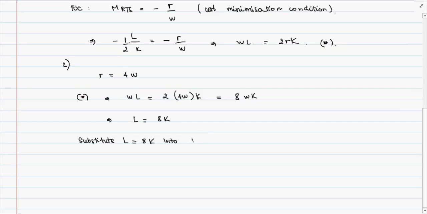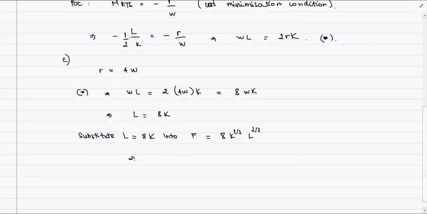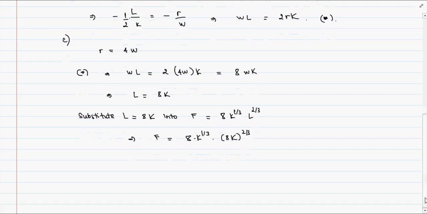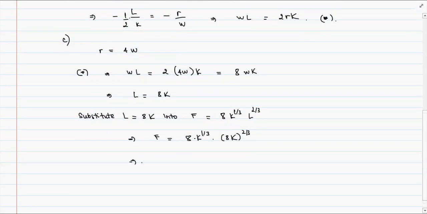Okay, into my F production function, which is equal to 8K to the power 1 on 3 and L to the power 2 on 3. So I substitute into here to find the optimal value of L and K. Okay, so I got F is equal to 8 times K to the power 1 on 3 and L, which is equal to 8K, everything to the power 2 on 3. Okay, so therefore F is going to be equal to 8K 1 on 3. If I expand everything, I get 8 2 on 3 times K 2 on 3.